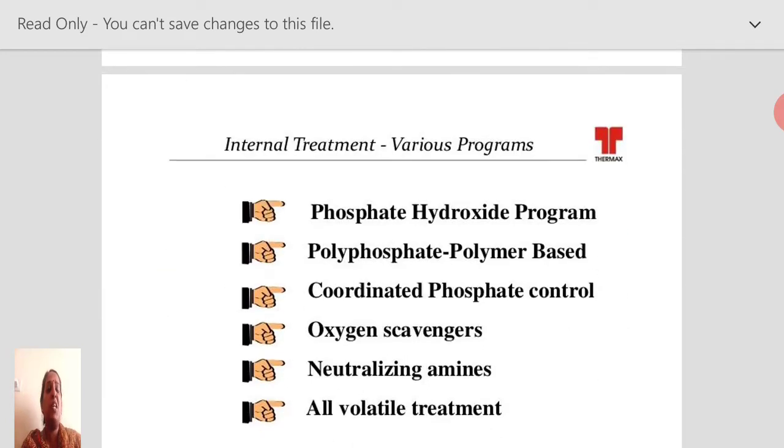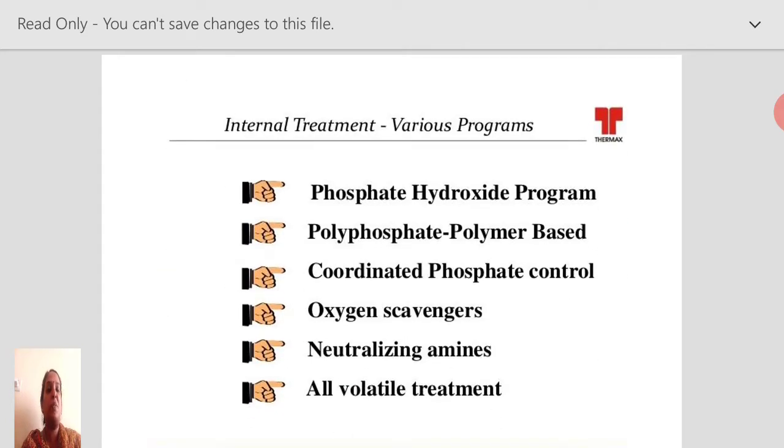The various programs that come under internal treatment are given here. One is the phosphate hydroxide program and the other one is polyphosphate polymer based. Then coordinated phosphate control, oxygen scavengers, neutralizing amines, all volatile treatment. The choice of these programs depends upon the degree of treatment we require and the parameters to be treated.